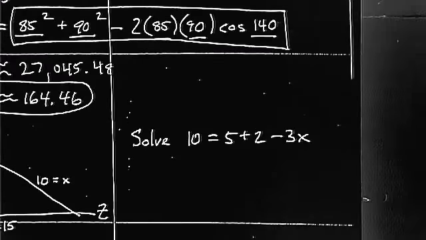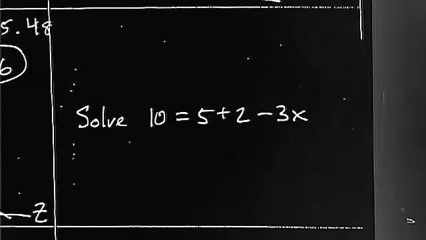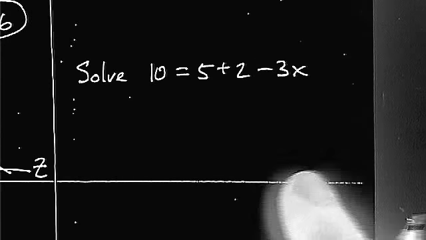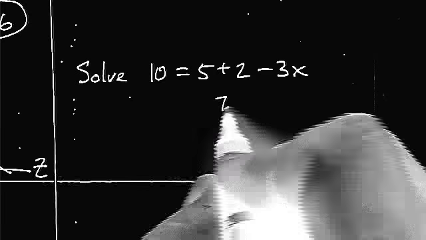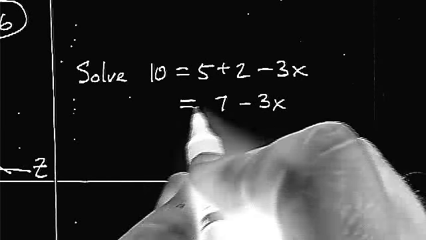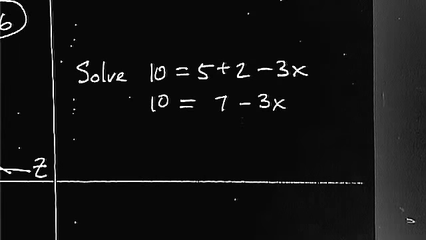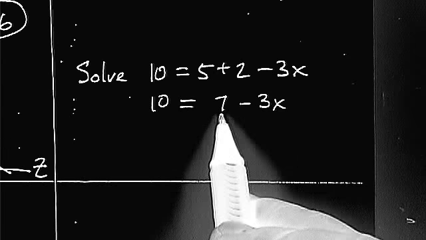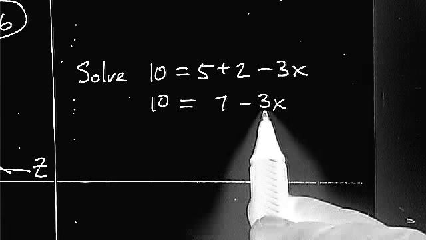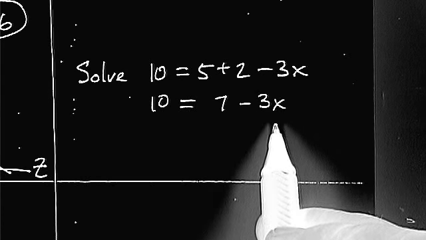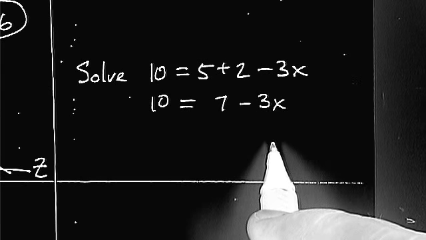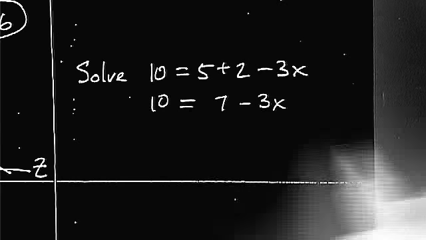My next question for you. How do you solve this? Well, I'm pretty sure most of you would add the 5 and the 2 and get 7. I'm really hoping and praying that there are none of the students out there in the universe that would take 7 minus 3 and get 4 times x. You wouldn't do that to me. You wouldn't do that to your teacher or yourself, for crying out loud.